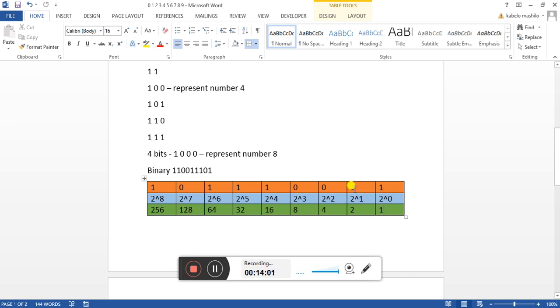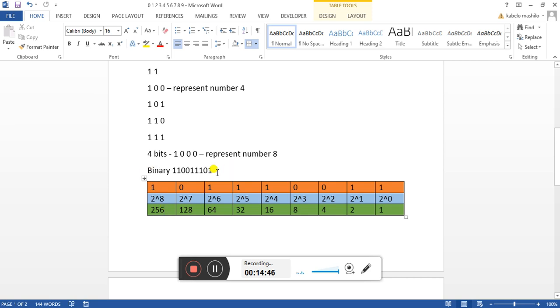So in position 1, 2 to the power 1, which has 1 bit, gives us 2, because anything raised to the power 1 gives you itself, 2. In our third row, we've got 2 to the power 2, which gives us 4. We've got 2 to the power 3, which gives us 8, and 2 to the power 4 gives us 16, and 2 to the power 5 gives us 32. 2 to the power 6 gives us 64. 2 to the power 7 gives us 128, and 2 to the power 8 gives us 256.